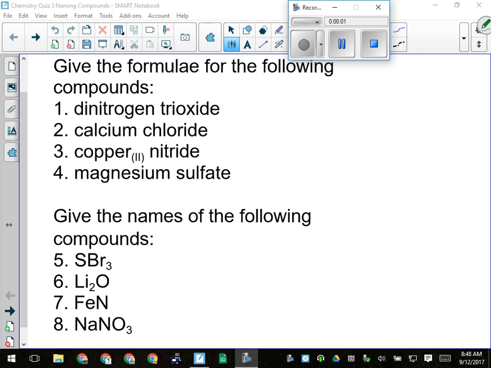All right. So for our first one here, we've got dinitrogen trioxide, which is a molecular compound. So we go by the prefixes to figure out the numbers. It tells us we have 2 nitrogens and 3 oxygens, N2O3 for 1 mark.